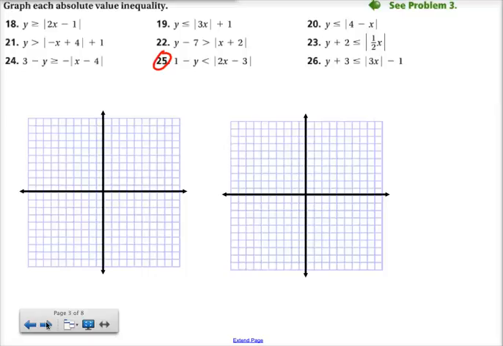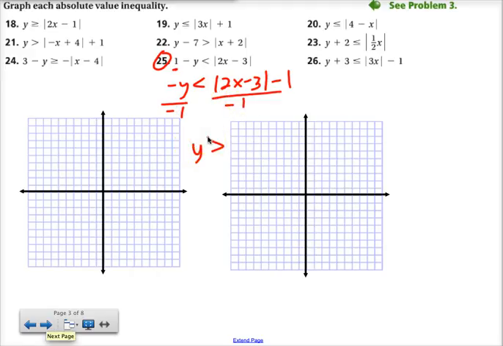So the first thing I would need to do is to get this 1 over to the other side. So negative y is less than the absolute value of 2x minus 3, minus 1. And then that negative in front of the y can't be there. So I have to divide everything, both sides, by negative 1. And that will give me y, but remember, you have to switch the sign. So y is greater than the negative of 2x minus 3. Remember, that's our absolute value piece there, plus 1, because everything over there needs that negative 1. And again, you can think of it as multiplying by negative 1 if you want to.